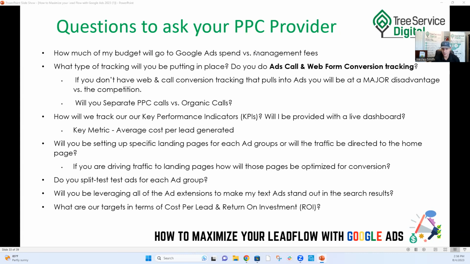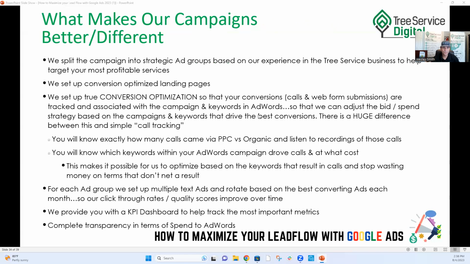Will you be setting up specific landing pages for each ad group, or will the traffic be directed to the homepage, right? You want a landing page. Landing pages work way better than the homepage of a website. If you're driving traffic to landing pages, how will those pages be optimized for conversion? Are they going to have get a free estimate forms? Call now for an estimate? Will you be leveraging all of the ad extensions to make my text ads stand out in the search results a little bit thicker, right? So it shows up in a bigger area. That's what you want. And what are our targets in terms of cost per lead and return on investment? So these are some of the things you could ask your own pay-per-click Google Ads manager if you have one today. So what makes our campaigns better and different?